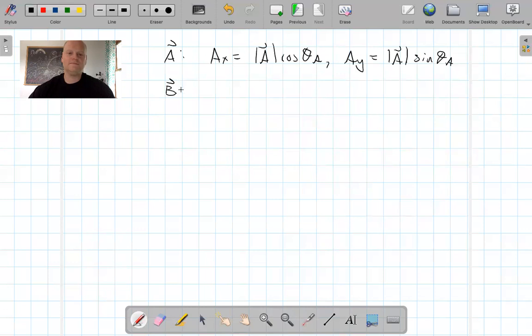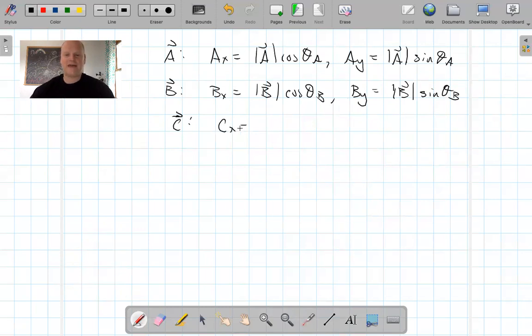Vector B, its components are going to be BX, which is the magnitude of B times cosine of theta B. And then BY is going to be equal to the magnitude of vector B times sine of theta B. And then finally, vector C, its components: Cx is going to be equal to the magnitude of vector C times cosine of theta C.